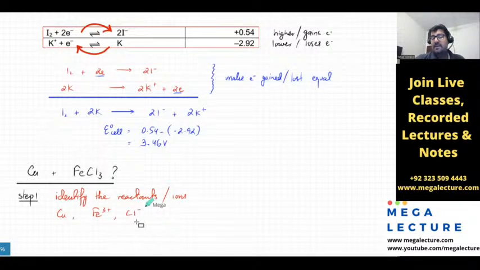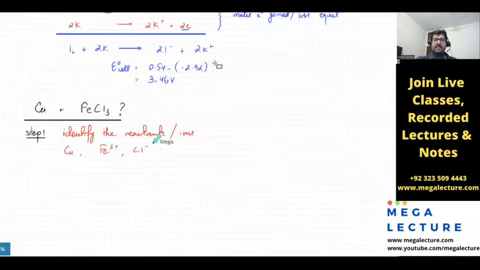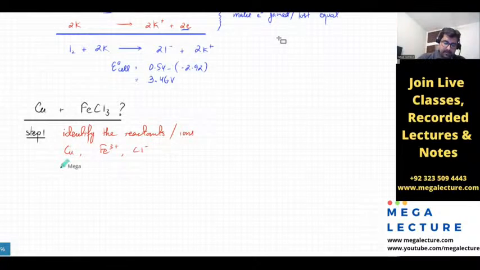Maybe Cl minus 1 might turn into Cl2. Maybe Fe3 plus turns into Fe2 plus. So identify the ions first. That's the first step. Actually, now clear? See, Belisha, is this clear? Abdullah, clear? So you move to step number 2.